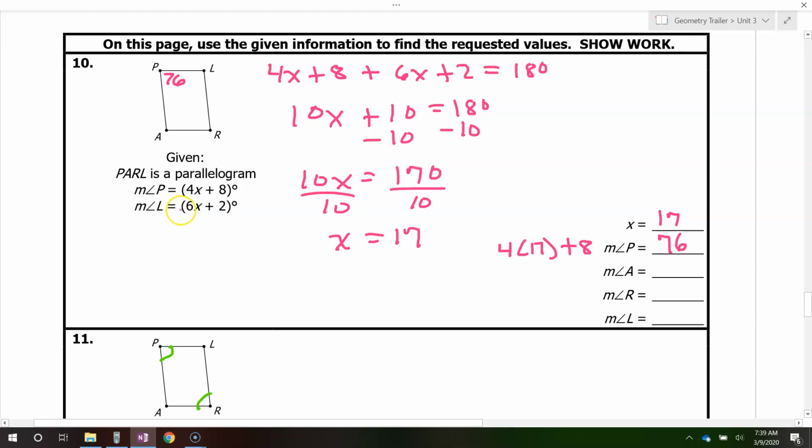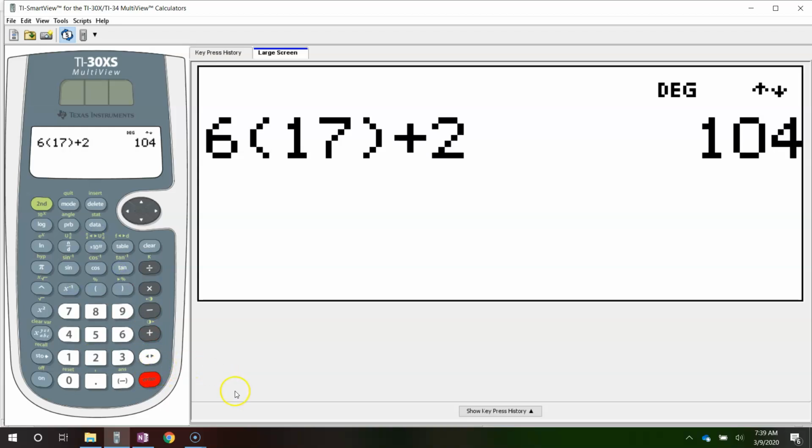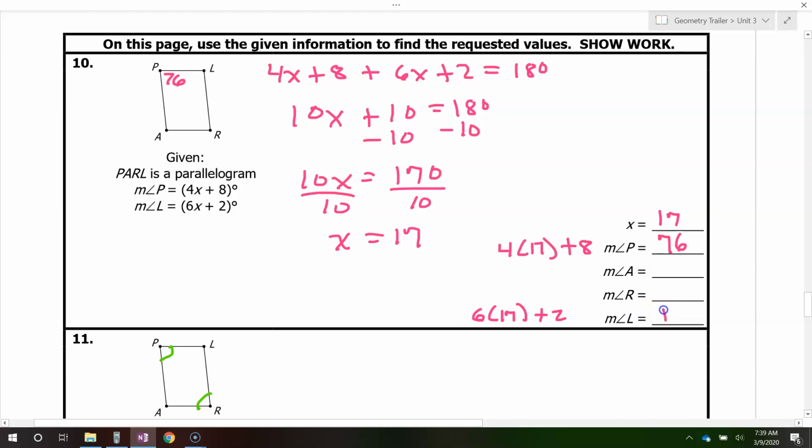Angle L is the other one that we have an expression for. So I'm going to jump down to that one, 6x plus 2. So this should be 6 times 17 plus 2. So that's 104. All right, now notice that these are supplementary. 76 and 104 add up to 180. So even if I didn't have an expression for angle L, I could have subtracted 76 from 180.